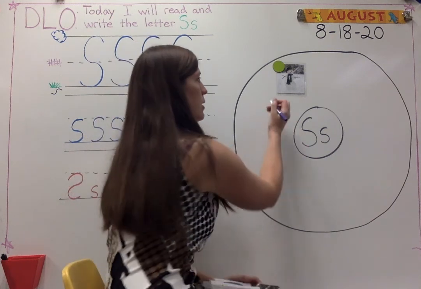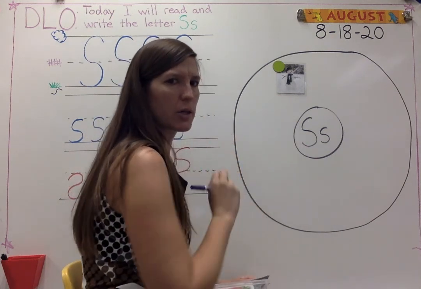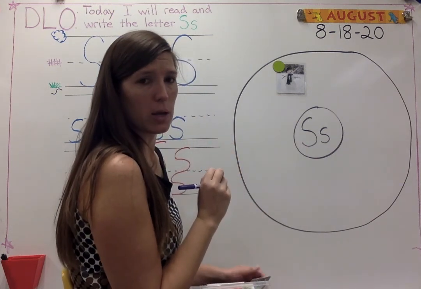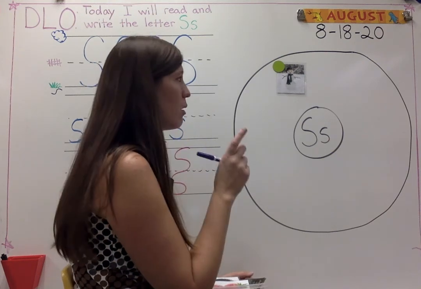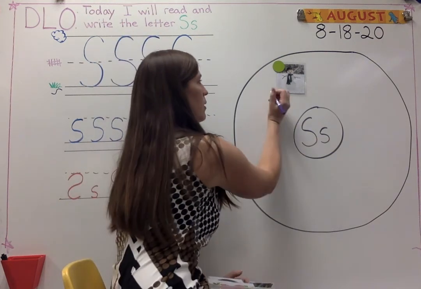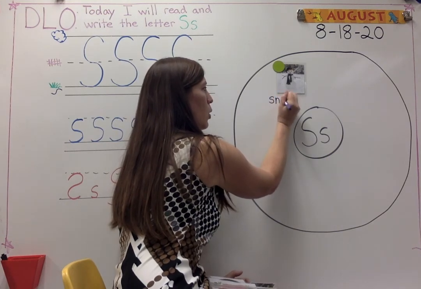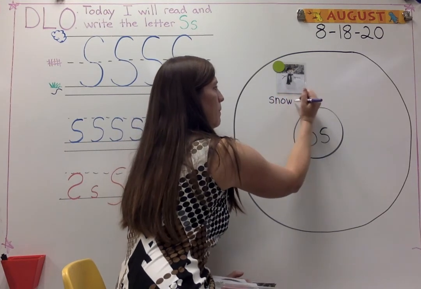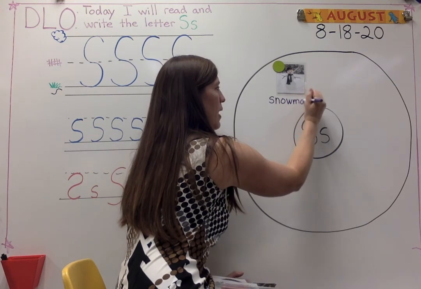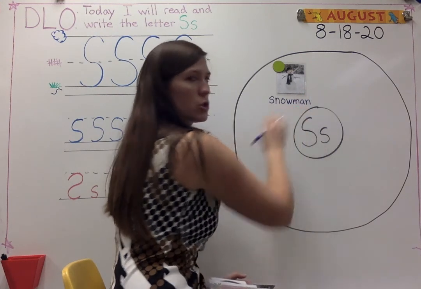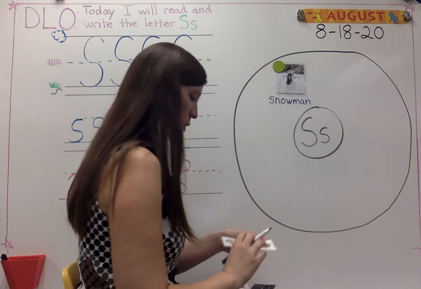S. S. I'm going to sound out the other letters. We haven't learned them yet, but some of you might know them, so you can sound out all the sounds you hear in snowman. S. O. N. Snowman. Let's look at another picture.